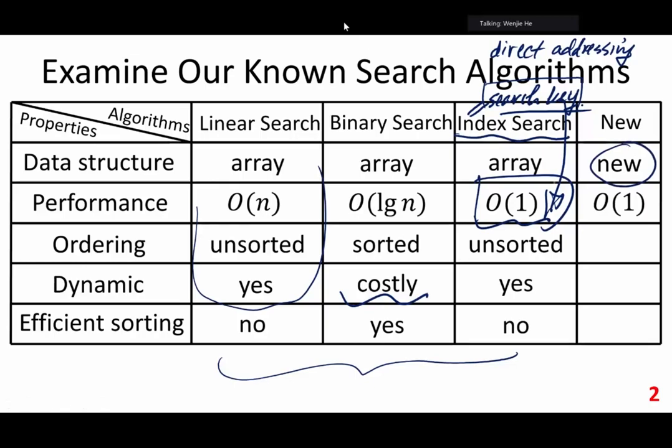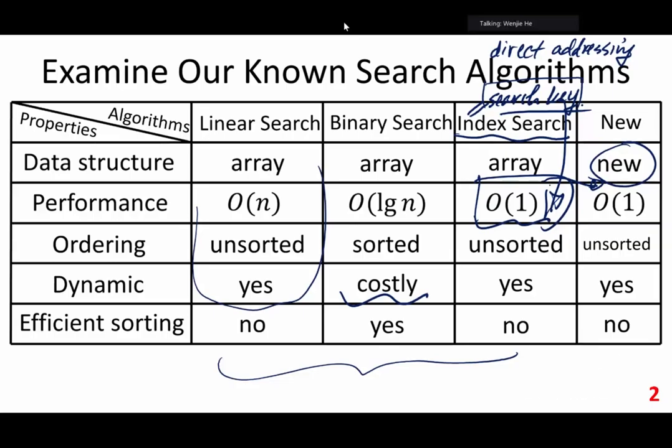Efficiency, we want to have this fast efficiency, big O of 1 efficiency. Not sorted, because sorting is very expensive, so we don't want to do the sorting. Dynamic, yes. So we can add dynamic data easily, because we do not require data ordered. So it's very easy to add dynamic data. Efficient sorting, no, because there is no order maintenance part in this data structure.